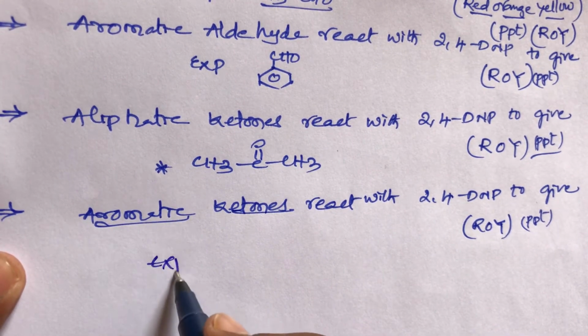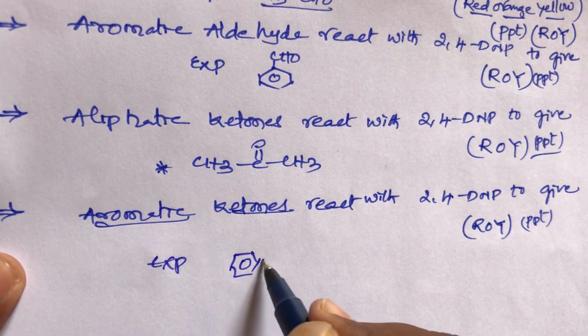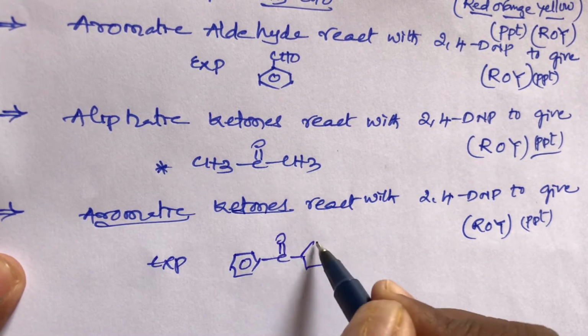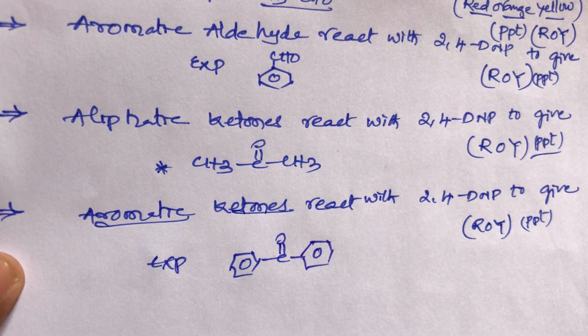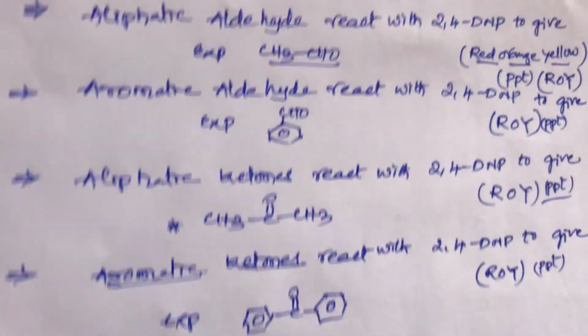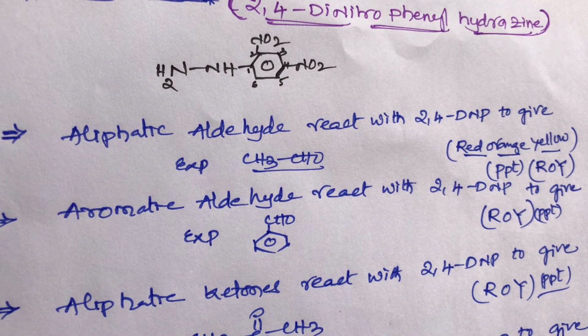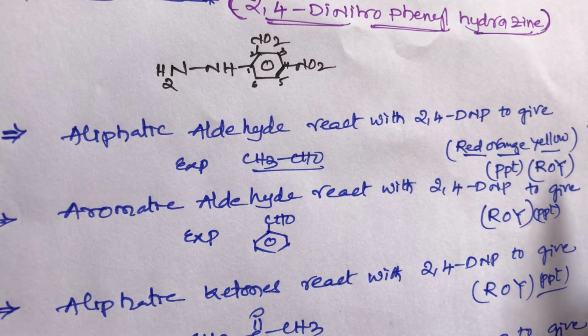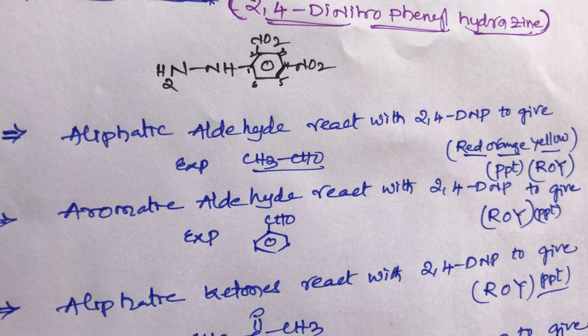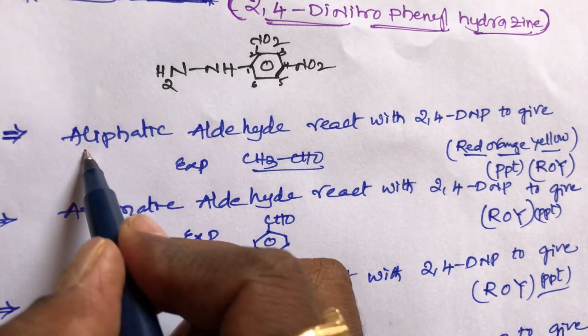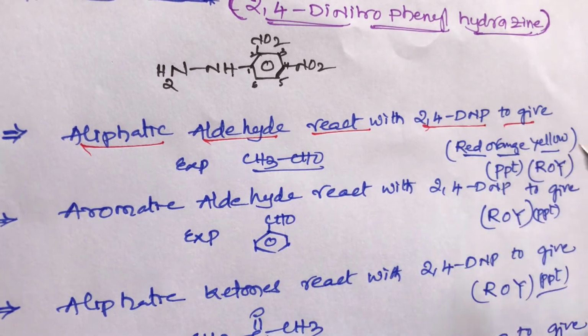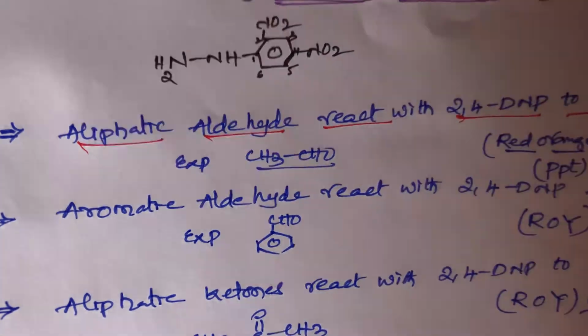For example, this is an aromatic ketone. In this overall reaction, 2,4-DNP reacts with aliphatic aldehydes to give a positive test, students. You remember, students, when aliphatic aldehydes react with 2,4-DNP, a positive 2,4-DNP test is formed. Aromatic aldehydes also do the same thing.